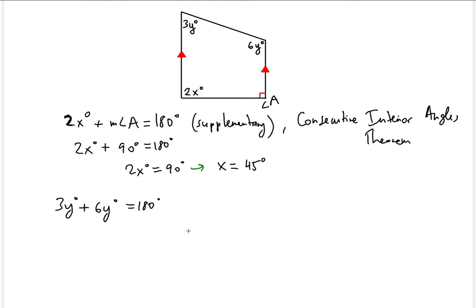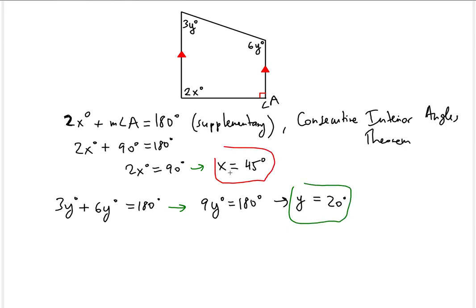Okay? So now we can combine like terms. We know that 6y plus 3y is equal to 9y. 9y degrees is equal to 180 degrees. So if you divide both sides by 9, you get y is equal to 180 divided by 9, which is going to be 20 degrees. So the value of y is 20. So this is that, and the other part that we solved for was this.